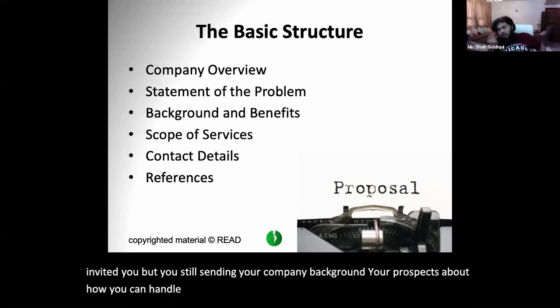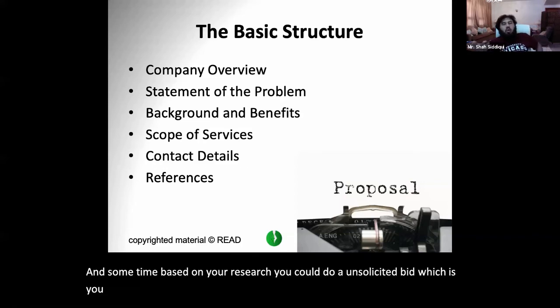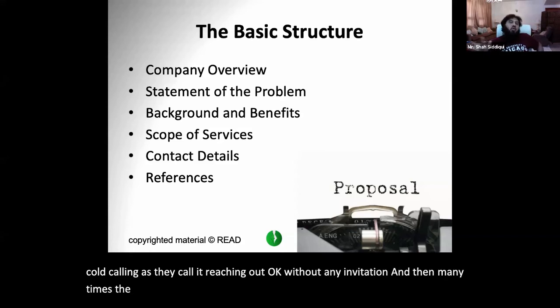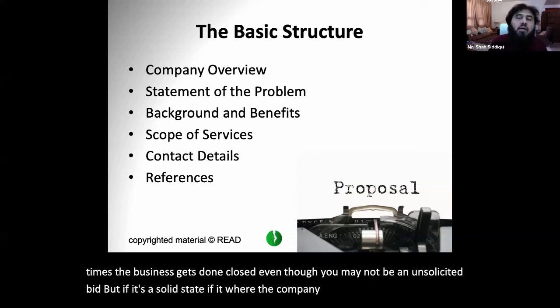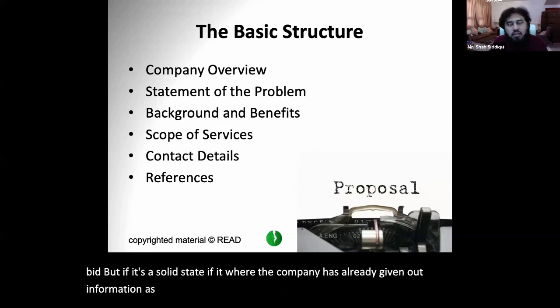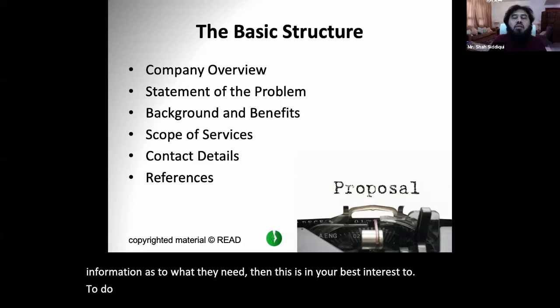And sometimes based on your research, you could do an unsolicited bid, which is cold calling, as they call it, reaching out without any invitation. And then many times the business gets closed, even though it may not be an unsolicited bid. But if it's a solicited bid, where the company has already given out information as to what they need, then it is in your best interest to do your best in responding back to the proposal.